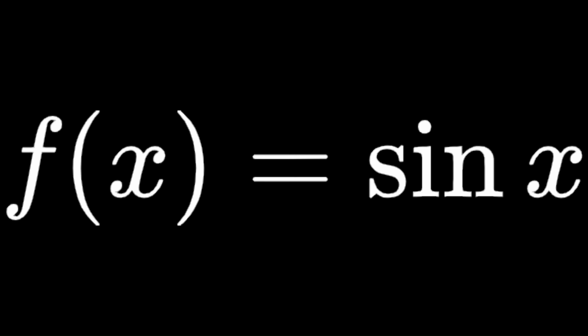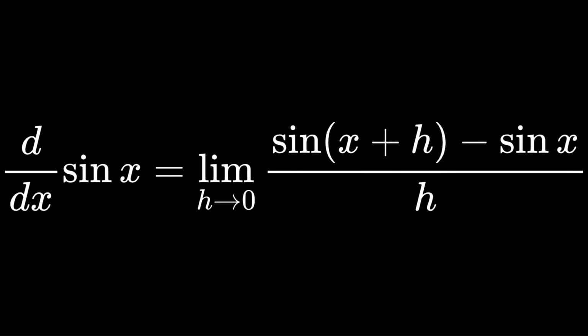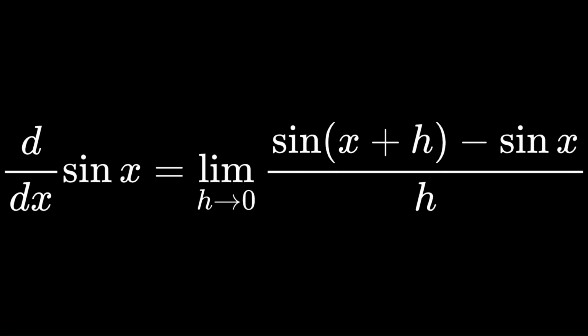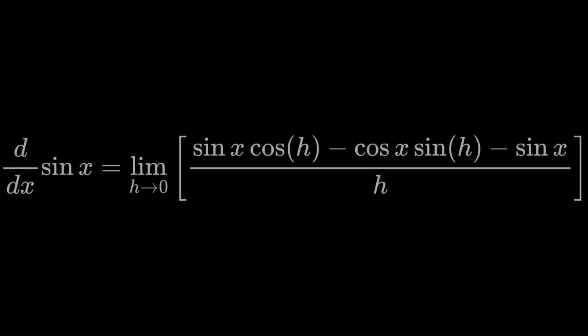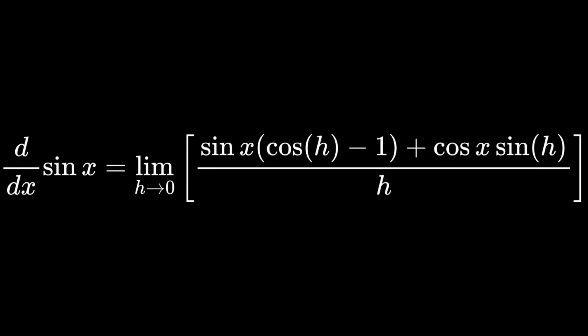Plugging in the function for sine gives this. It doesn't look like we can simplify any further, so let's try to expand. The sine of x plus h can nicely be rewritten by a trig identity. By expanding, we can factor the numerator and split the limit into two fractions.